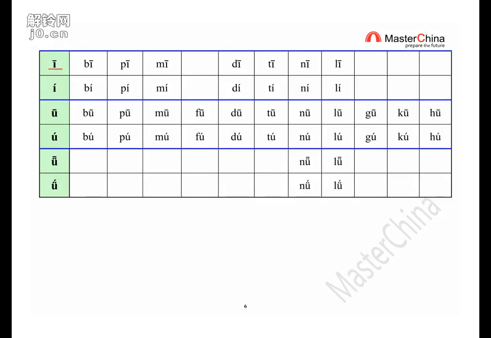First tone for the i: bi, pi, mi, di, ti, ni, li. Second tone for the i: bi, pi, mi, di, ti, ni, li.